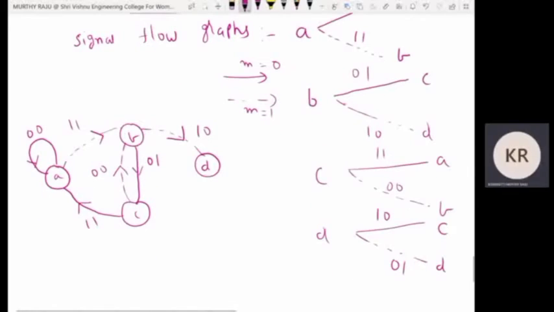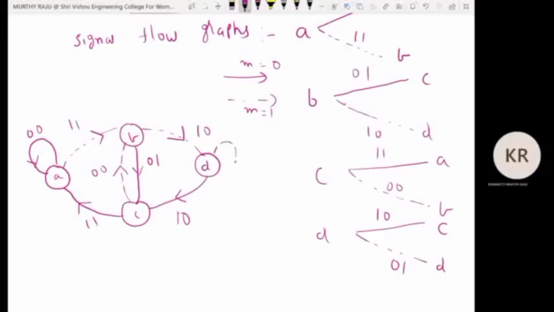D to C, output 1, 0. Solid line means input bit is 0. That means 1, 0. D to D. So this is D to D, input bit is 1, output is 0.